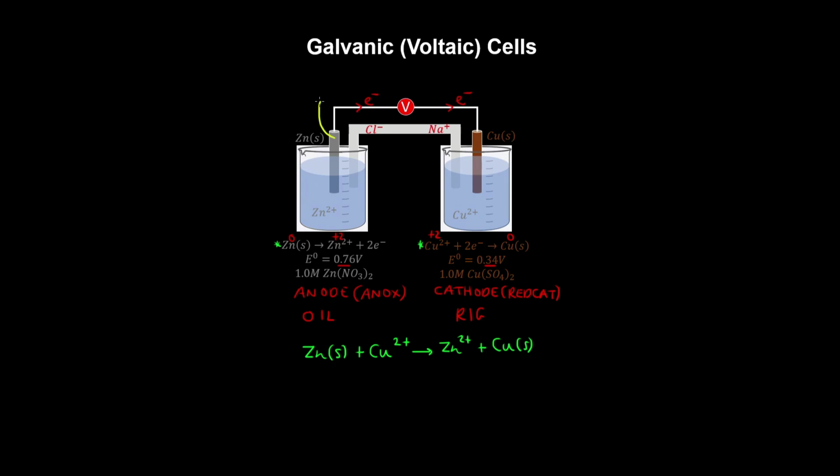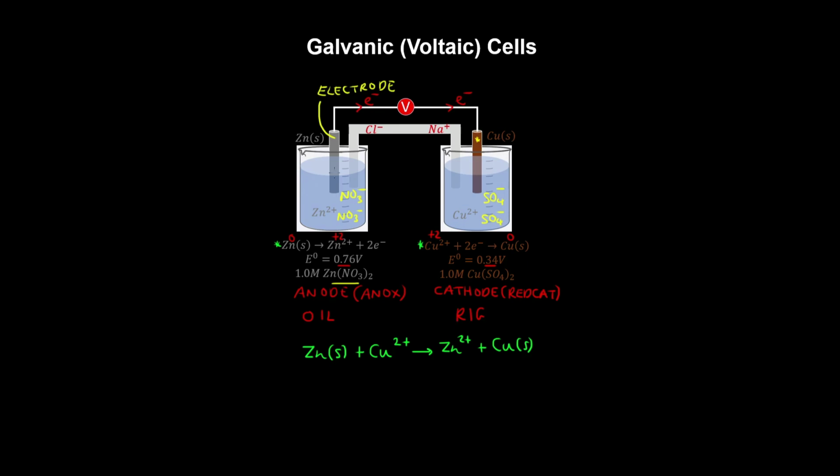Now at the anode, we have an electrode in a zinc nitrate solution. And at the cathode, we have a copper electrode in a copper(II) sulfate solution.